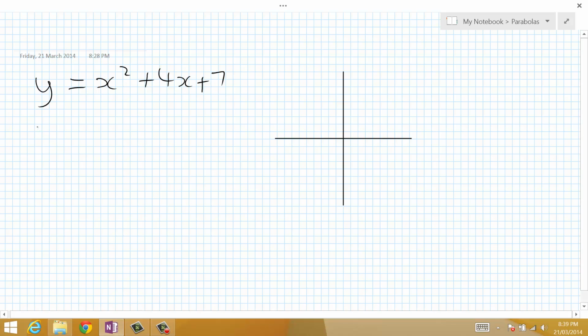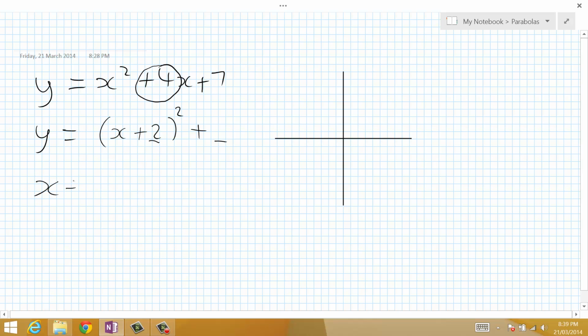Converting to vertex form is the form that looks like this, with two numbers that we need to determine. The first number is very easy to determine. It's just half our coefficient there, so we end up with plus 2 here, and I'll show you why that's the case.